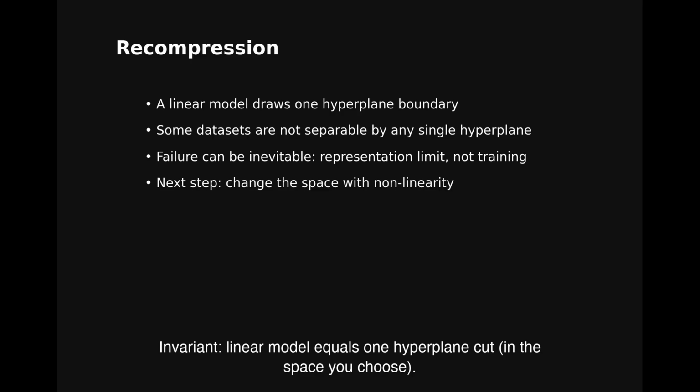Here is the recompressed lesson. Linear models are not simple but weak in some vague way. They are models whose decision boundary is a hyperplane in whatever space you feed them. If the pattern is not separable by one hyperplane in that space, training cannot fix it. The only escape is to change the space, invent new features, or build a model that can bend the boundary.